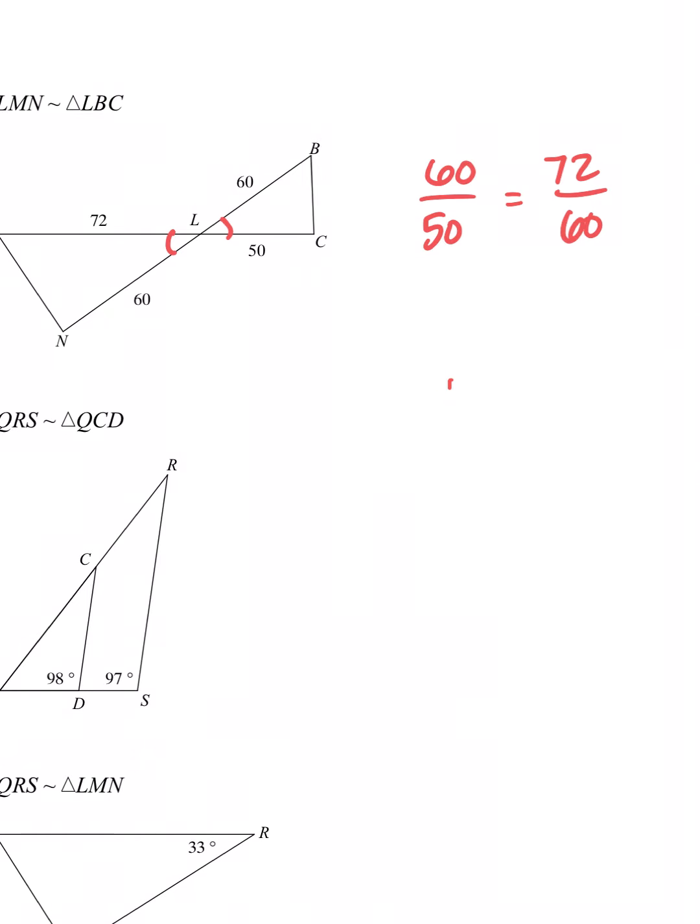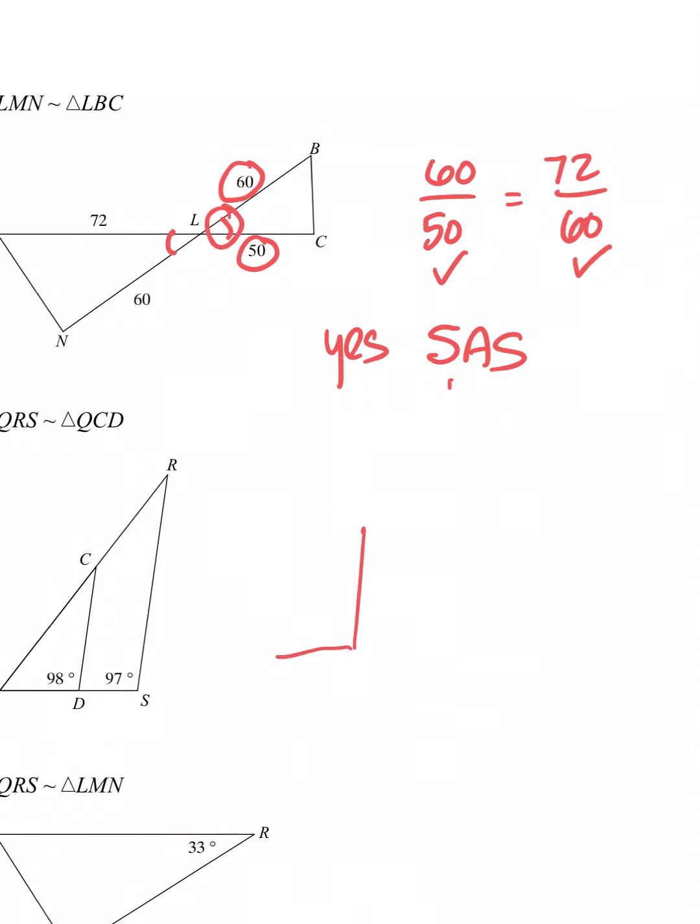And here you would have side, angle, side. And these two do equal each other. So they would be side, angle, side. And it would be a yes. This one, if you want, you can draw these as two separate triangles if it helps you.